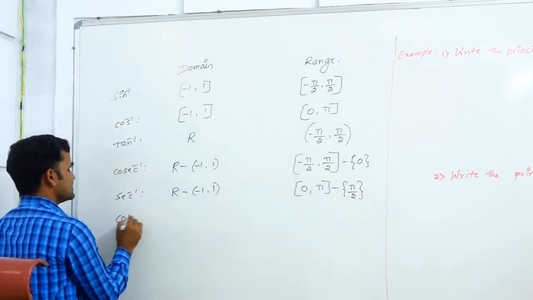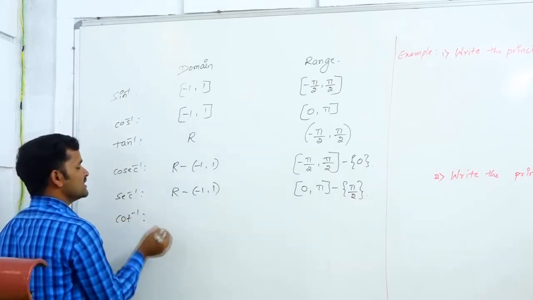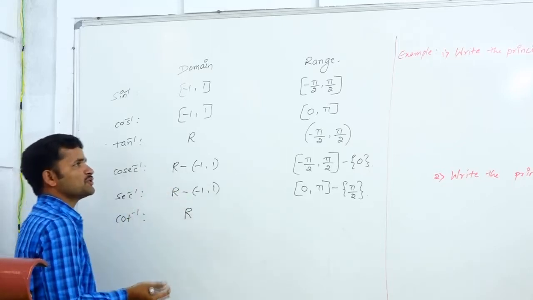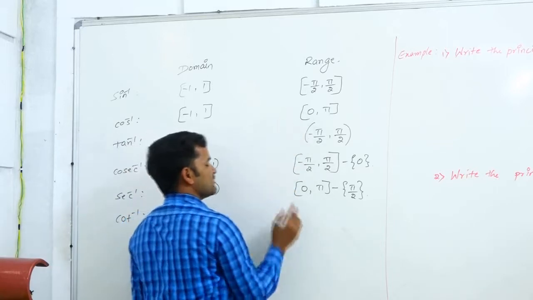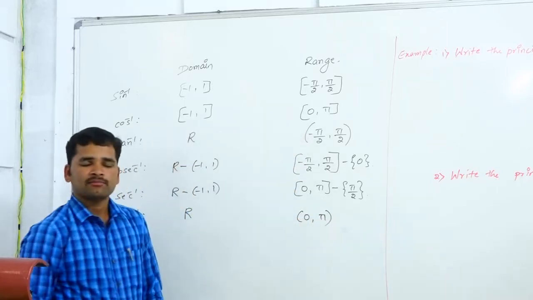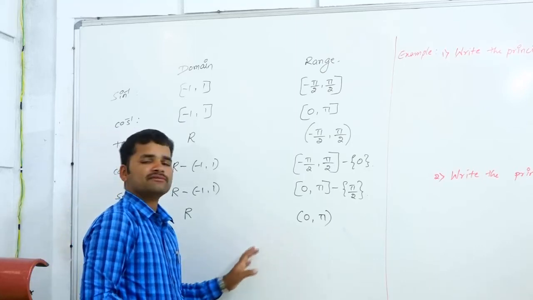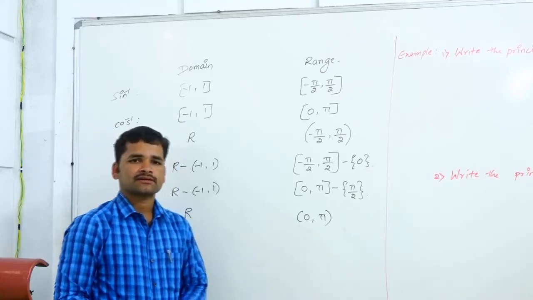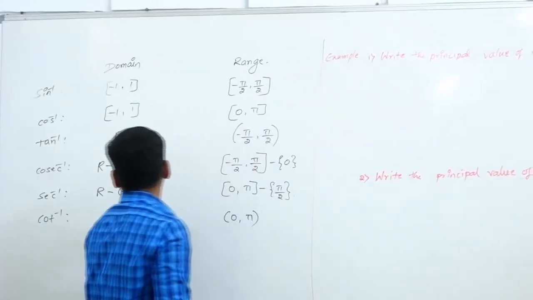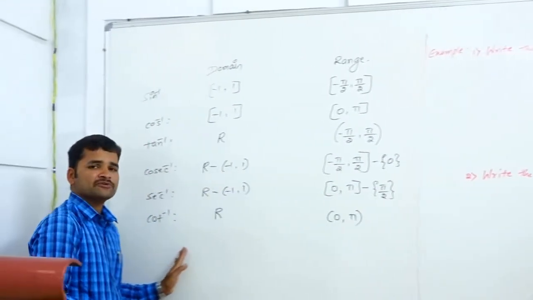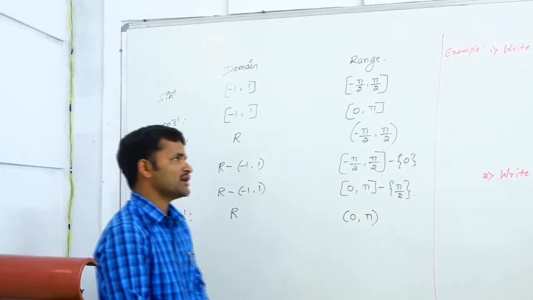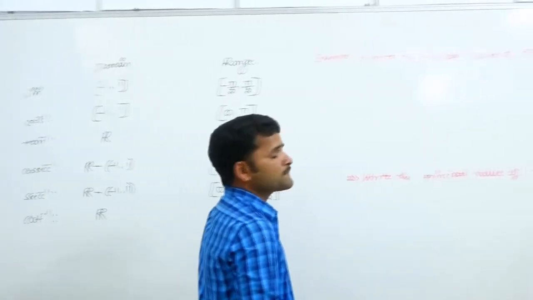Last one, cot inverse of x. What is the domain? Domain is all real numbers. What about the range? Range is the same as that of cos, but cos has a closed interval, cot will have an open interval 0 to pi. That's how we have listed the domain and range of all six inverse trigonometric functions. Coming to the problems now.